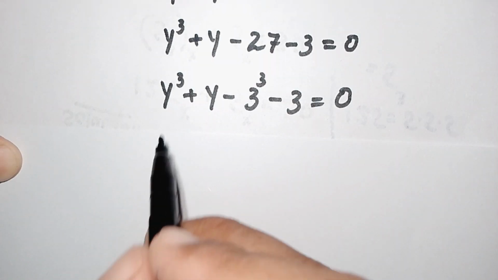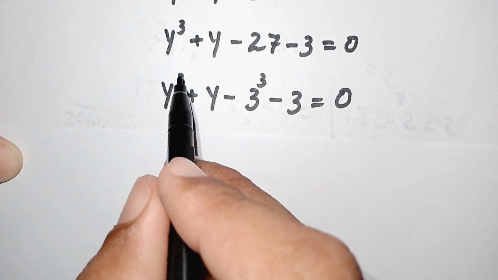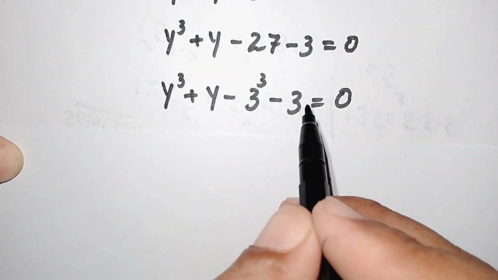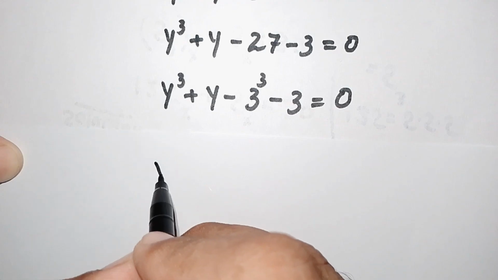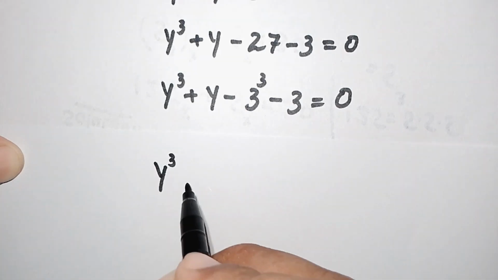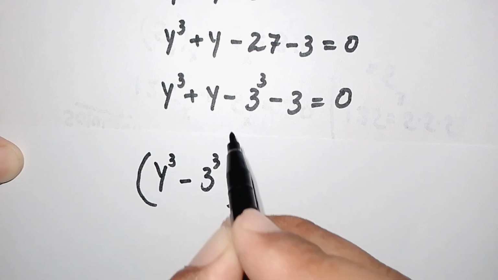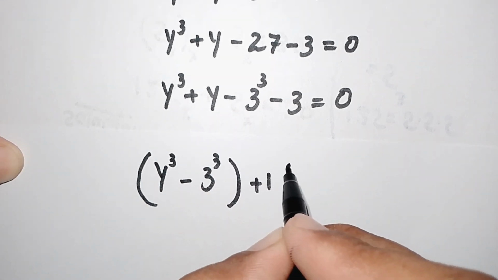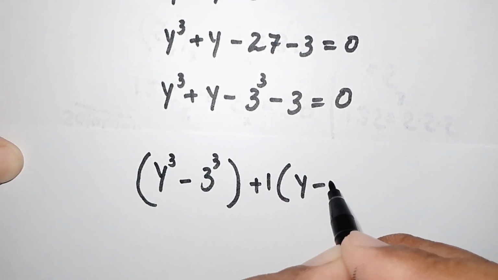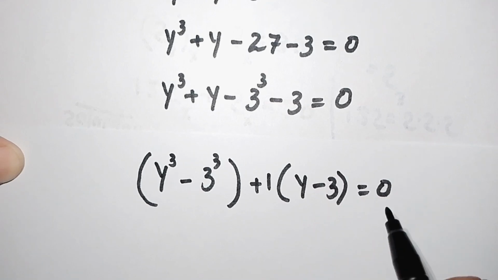Now, in the next step here, we have to combine the y to the power of 3 with this 3 to the power of 3, and y with 3. So this will become y to the power of 3 minus 3 to the power of 3, and here plus 1 times y minus 3, which is equal to 0.